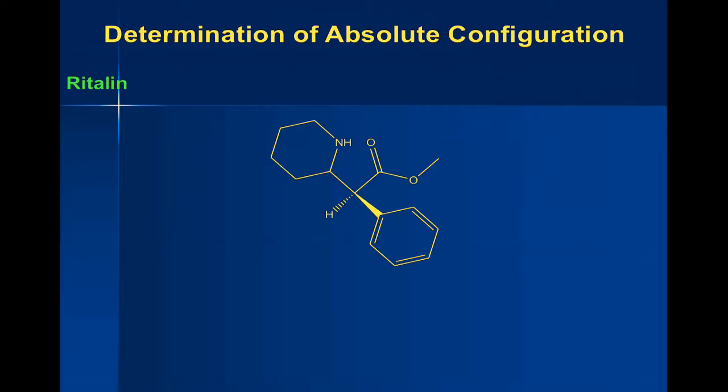Let's look at something you might be a little more familiar with, Ritalin. And let's look at the single chiral center that I have identified there. There's another chiral center in Ritalin, but I don't want you to worry about that one yet. Tell me whether or not Ritalin has the R or S configuration at that chiral carbon.